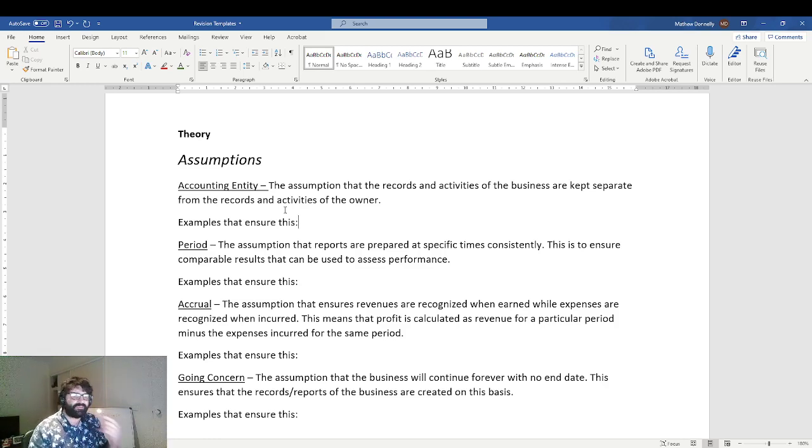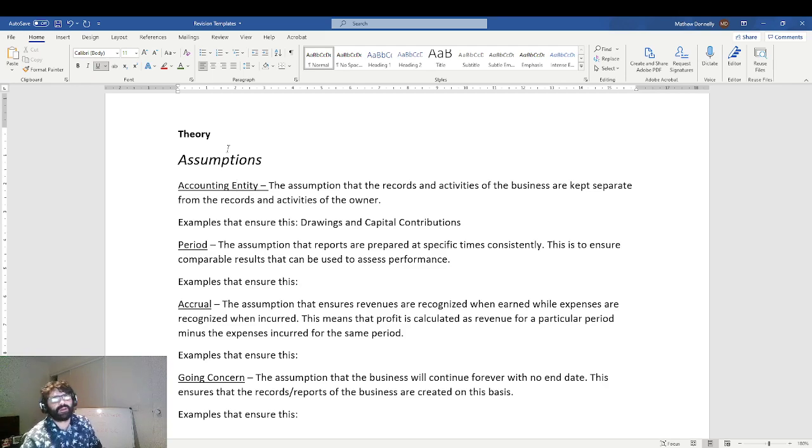The thing that makes these separate is drawings and capital contributions. They're the two that always link to the entity assumption, or the accounting entity assumption, where the business records are their own thing, and the owner records are separate. They can't be together because that's wrong. You'll end up double counting something. That's why we keep them separate. So if the owner wants to give something to the business, then that can happen.